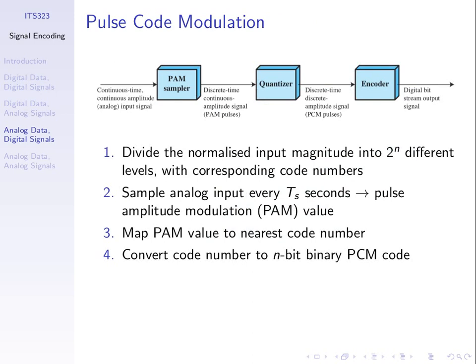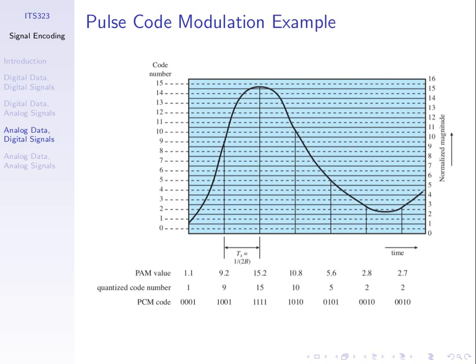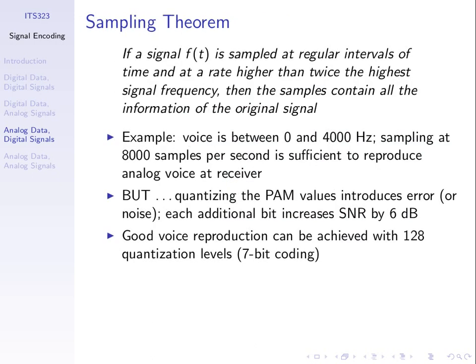The two parameters that we have are how many levels, generally 2 to the power of n different levels, where n is the number of bits per sample, and the sampling interval, the time between samples, TS denoted here. Generally the more levels and the more samples, the more accurate the reproduction at the receiver, the more accurate representation of our original analog data. So increasing the number of levels, increasing the sampling rate, decreasing the interval between samples is better for accuracy, but worse for data rate required. So that's the trade-off there.